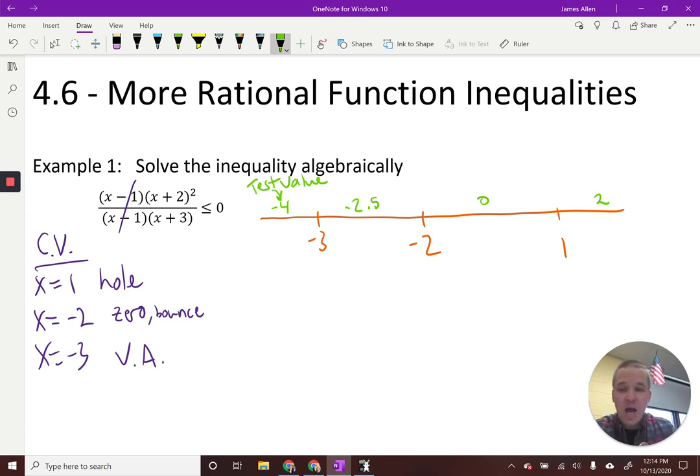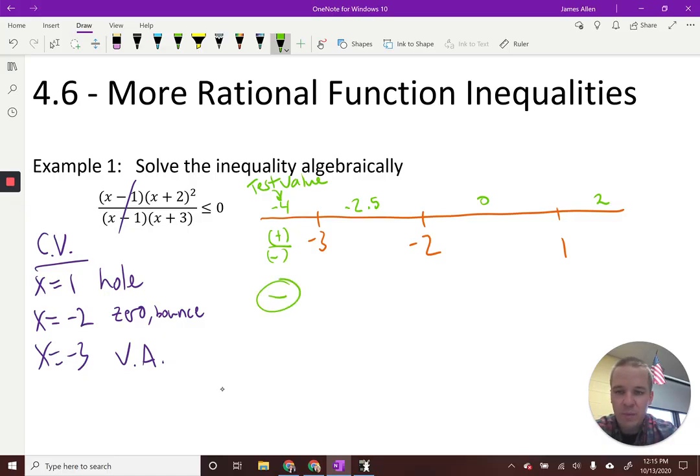So let's test. I'm going to plug them into my function. I could use the simplified form or the original. No matter what I plug in, it's going to cancel out sign-wise. If I have a negative divided by a negative, it's positive. If I have a positive divided by a positive, it's positive. So I'm just going to worry about the simplified form. When I plug in negative 4, anything plugged into the squared portion is going to be positive. So it's positive over, when I plug in negative 4, negative. So overall, it is negative.